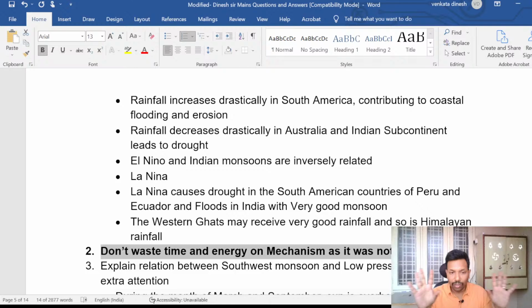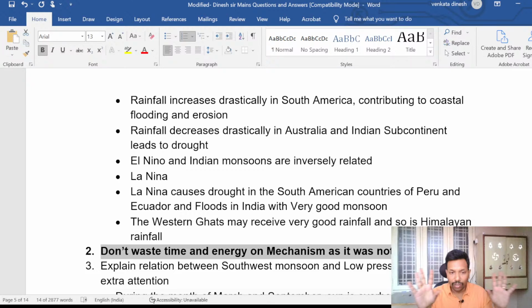Now, the third point is very important. Explain the relation between the southwest monsoon and the low pressure ITCZ, for extra attention. This is where you go to the depth of the question, the depth of the answer. ITCZ is the area where two winds approach. ITCZ is a low pressure area. It is like an offer zone. In Brand Factory we have offers. I come from this area, you come from that area, we all meet in Brand Factory.